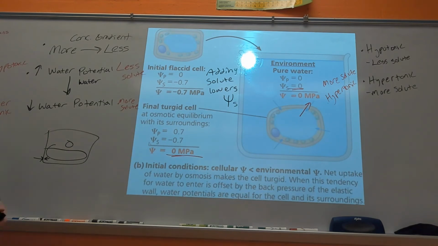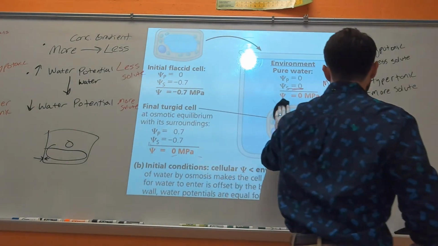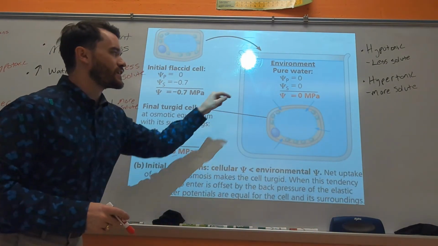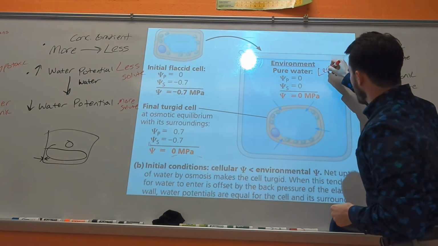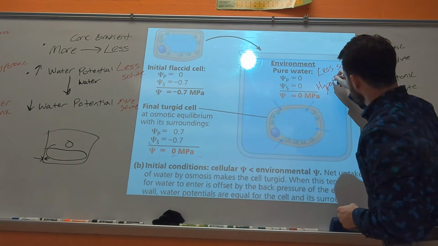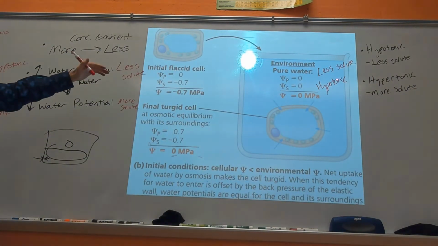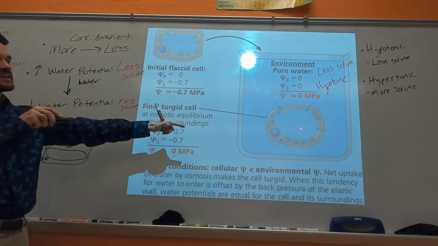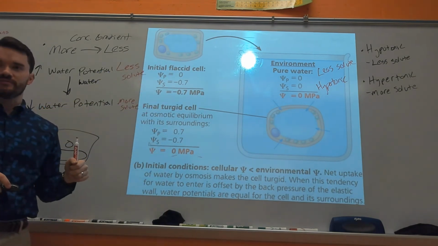Then let's do another scenario. Let's say you take that same flaccid cell, that same solute potential, but now you're going to put it in pure water. So pure water now has less solute. So now our environment has less solute, or it is hypotonic. And that's why the water is then going to move into the cell, because if the beaker is less solute and hypotonic, inside the cell here is initially going to be hypertonic and have more solute.